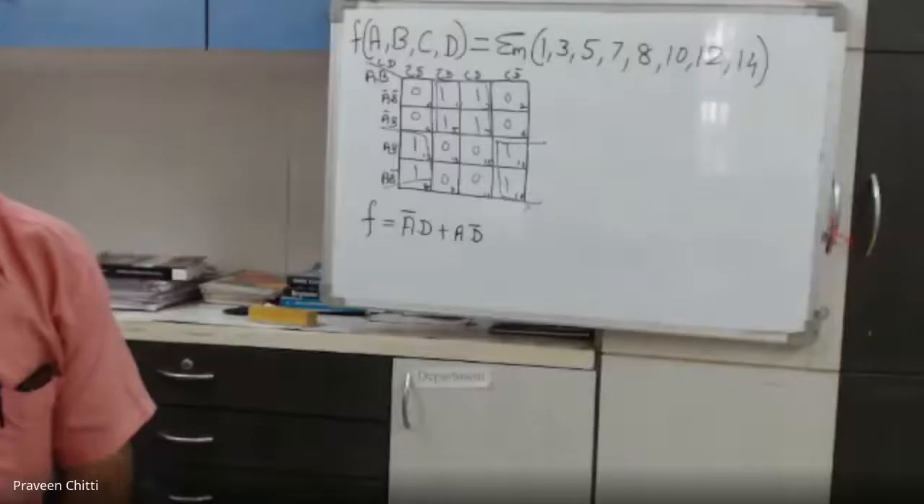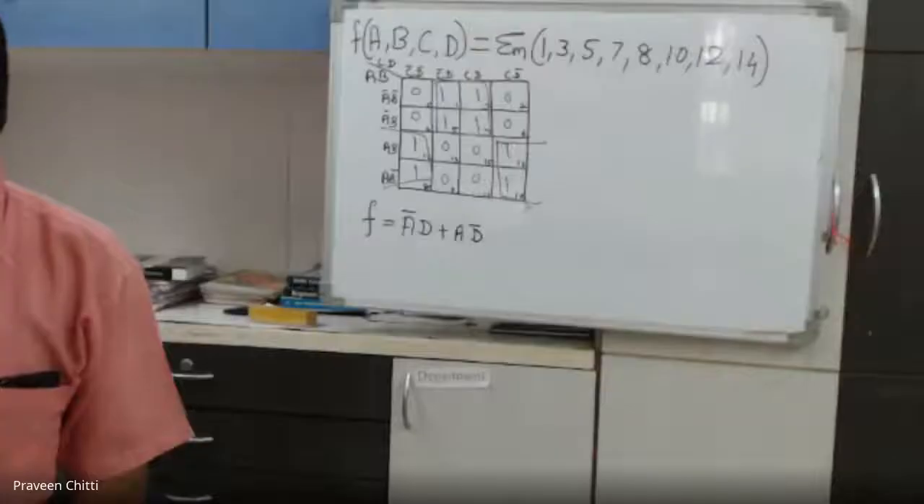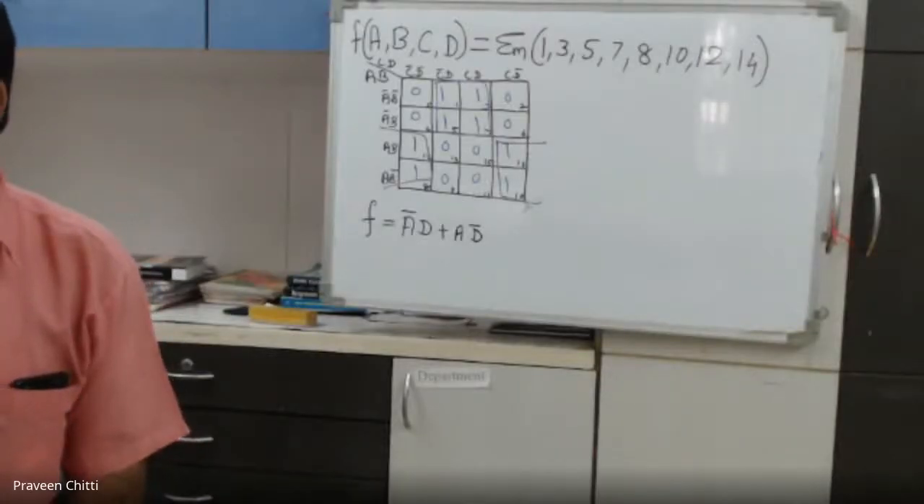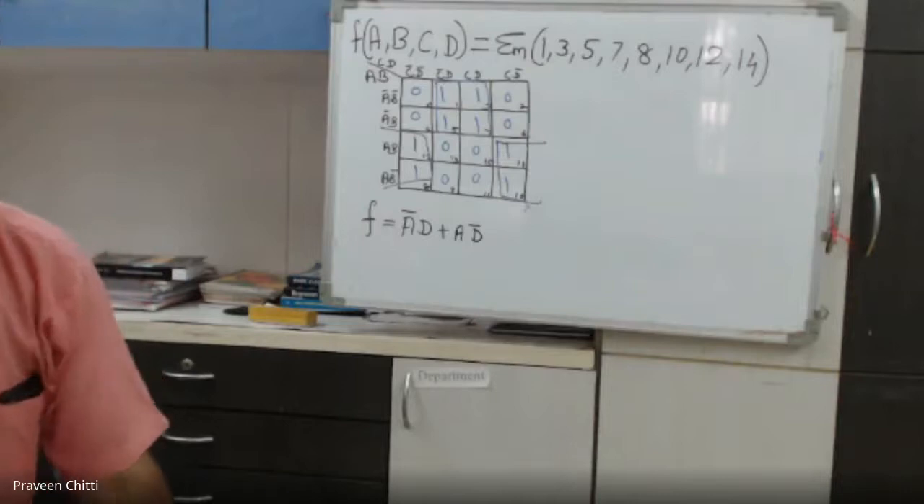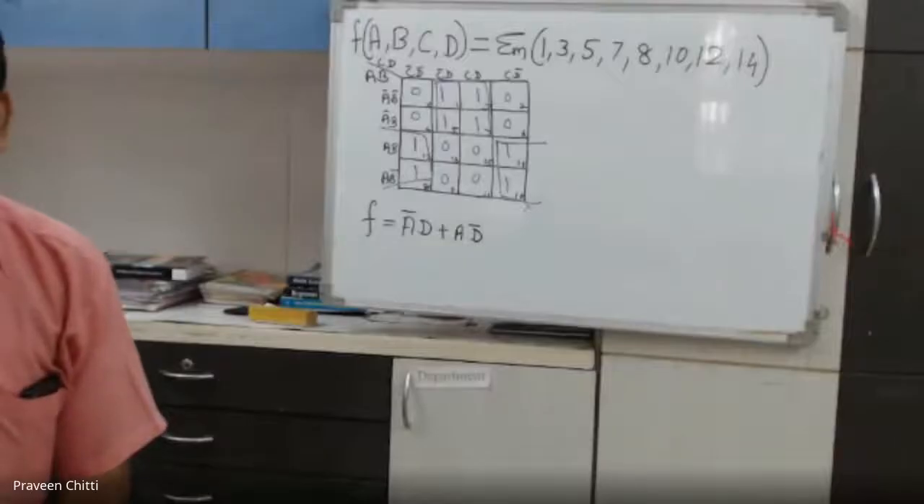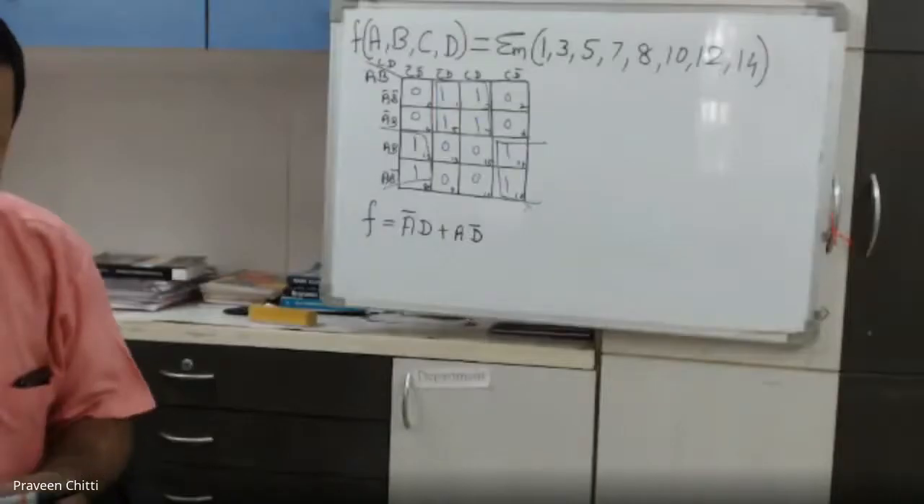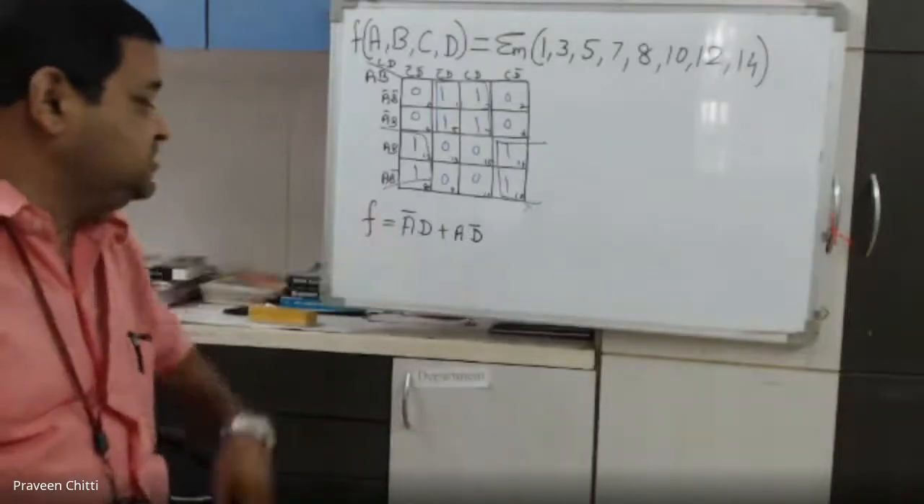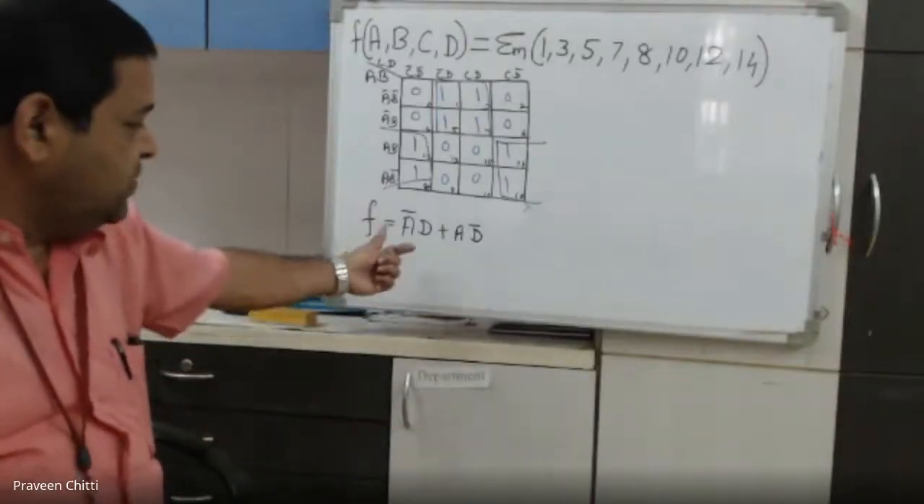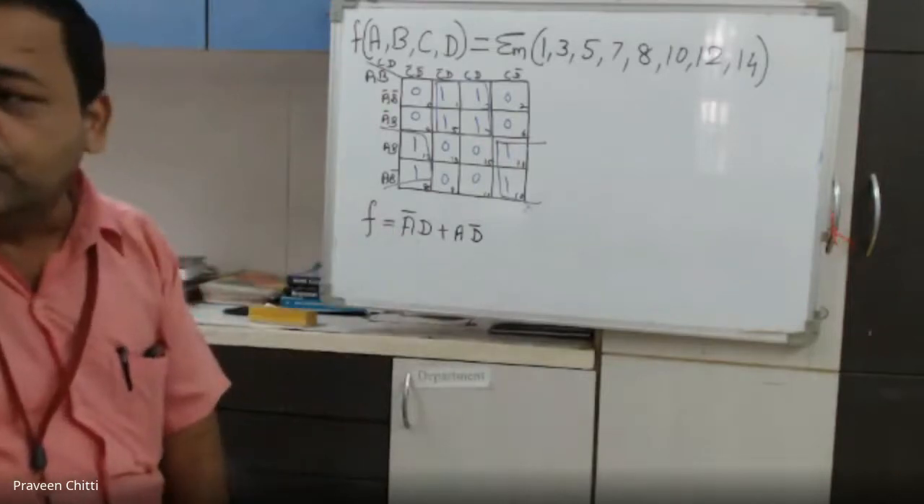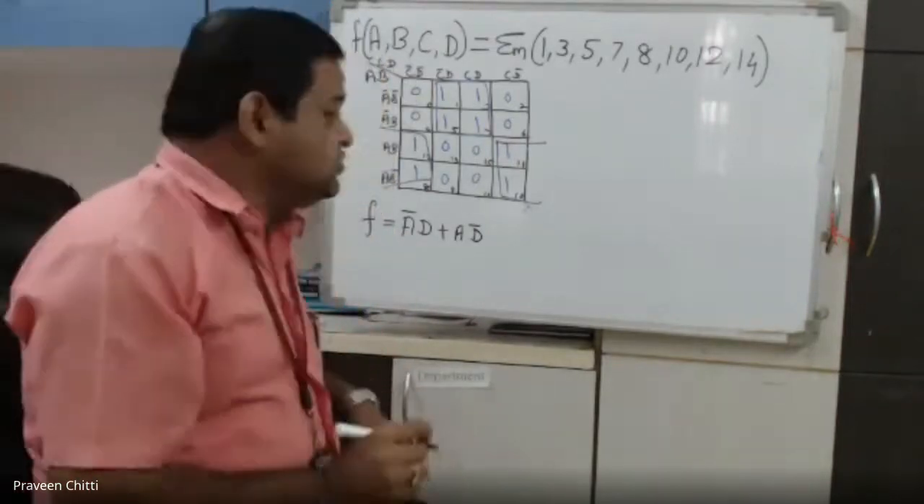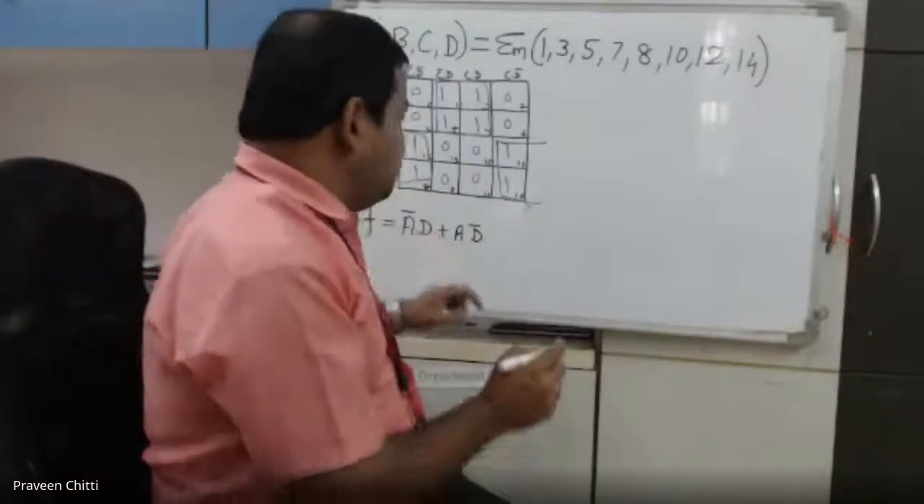Now, what next? What have they asked? To realize the logic circuit, using what? Only NAND gates. Now we should do the realization using NAND gates. So A bar D plus A D bar we need to realize. For that, I'll tell you the simple method. You need not bother about what you are doing.